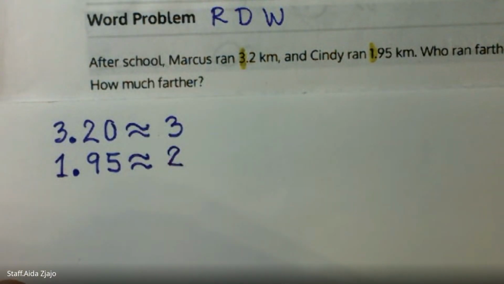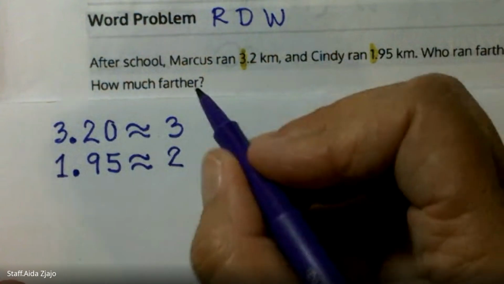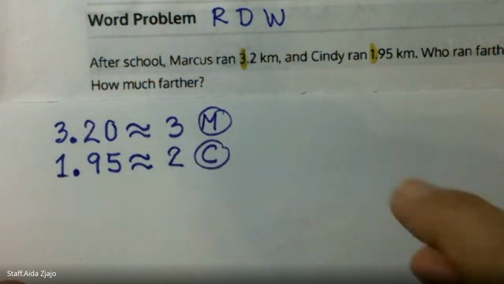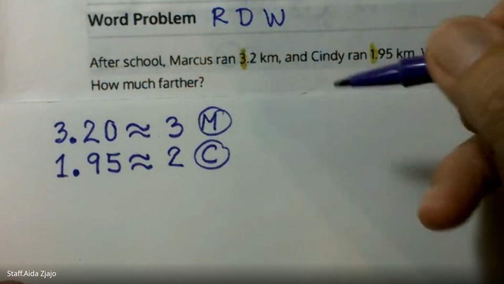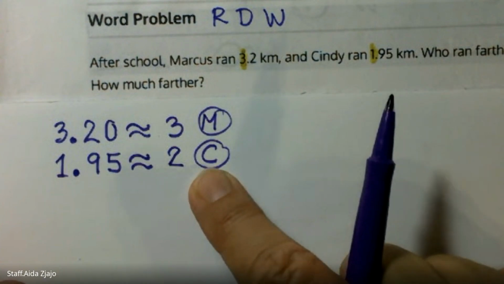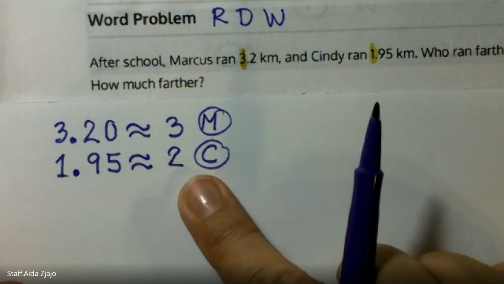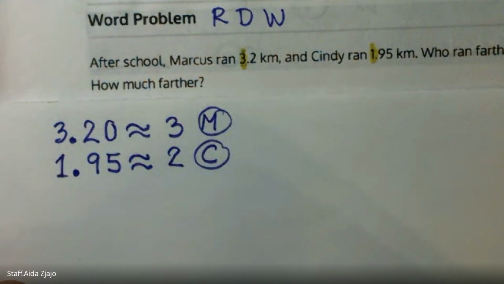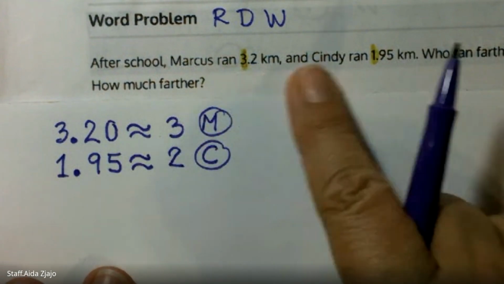So now my guess is that Marcus is M, and Cindy is C. Marcus ran about 3 kilometers, and she ran about 2 kilometers. Okay, so if you think about who ran farther, of course Marcus ran farther, and how much farther is that he ran 1 kilometer farther than her. But this was our estimate that we got by looking at the decimals.